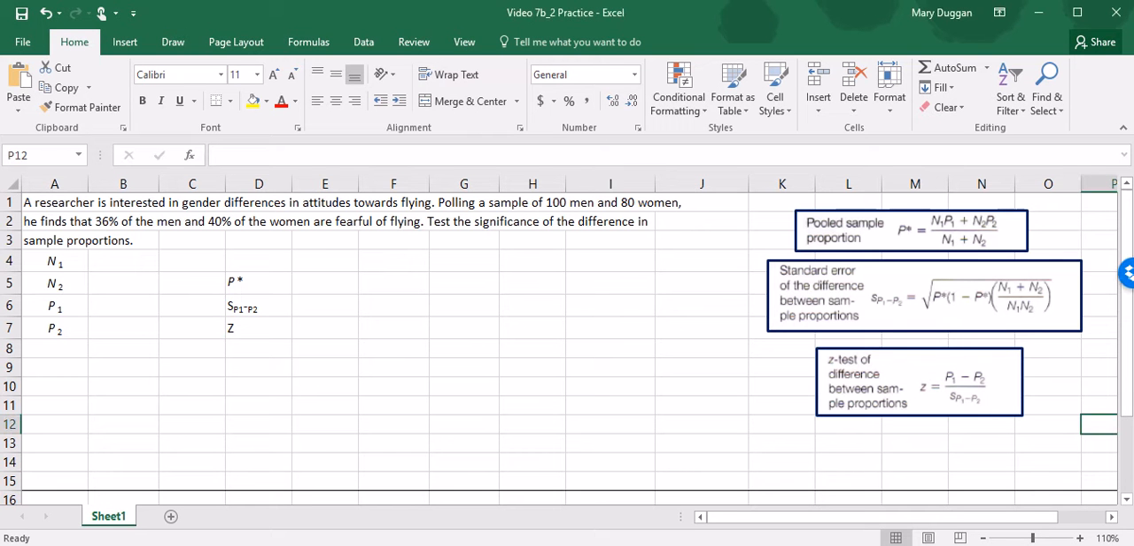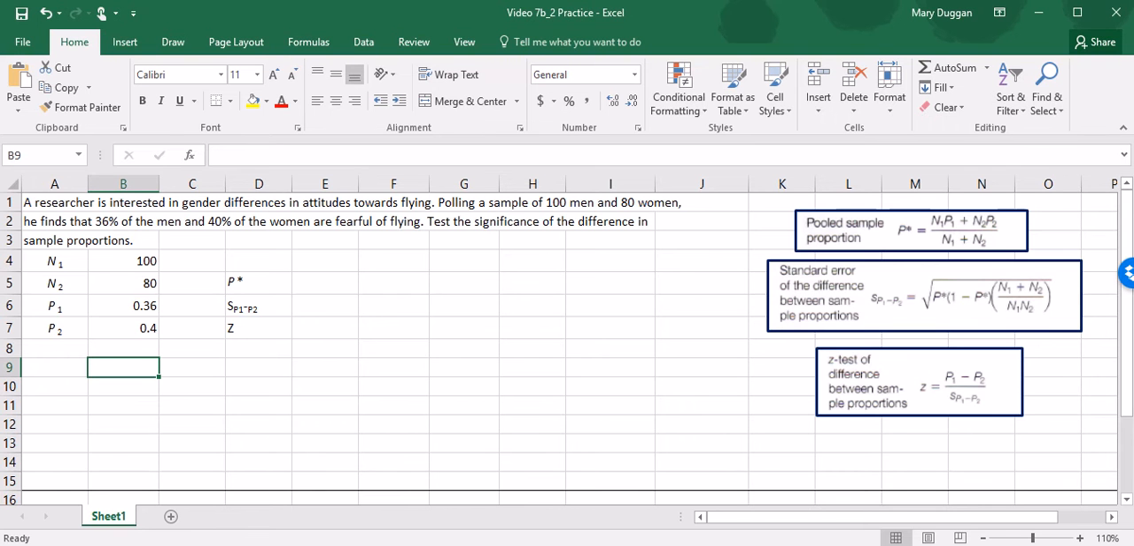So let's enter in the data that we know so far. We have 100 men, that's the size of the first group, and 36% of the men are fearful of flying. So we're going to turn 36% into a proportion by just dividing it by 100 to make it 0.36. And then we have 80 women in the survey, and 40% of the women are fearful of flying. So we're going to put 0.40 for that proportion for the women group.